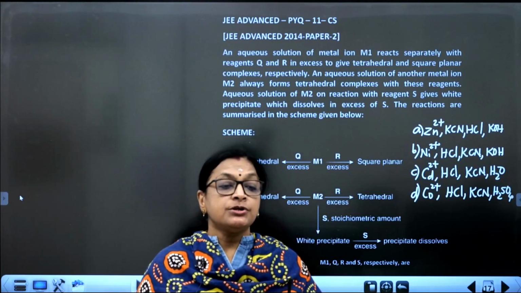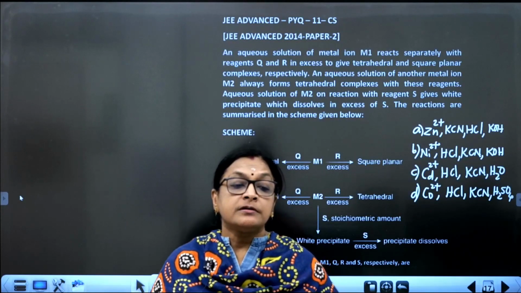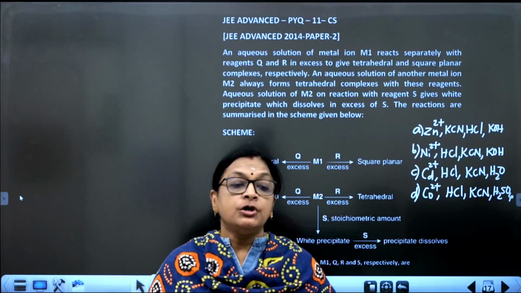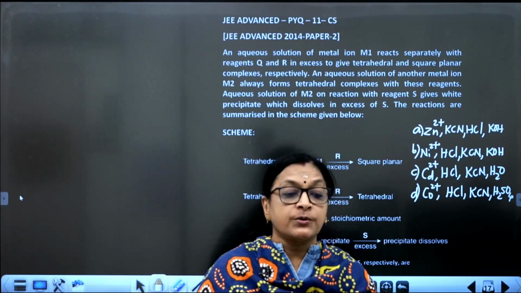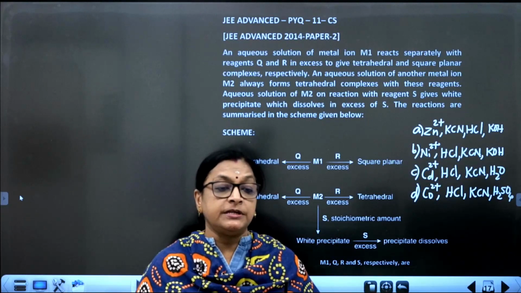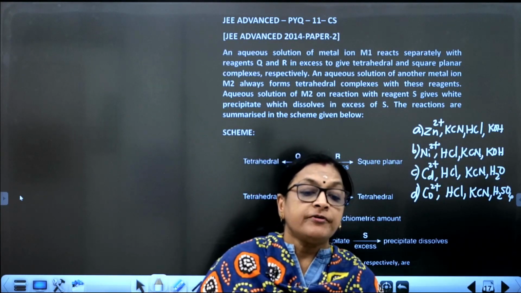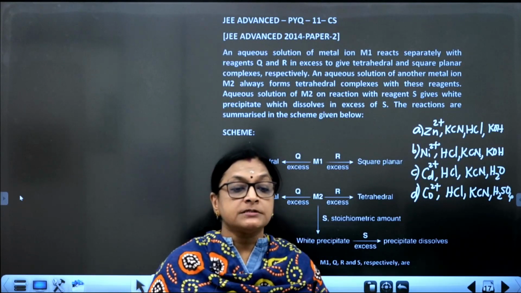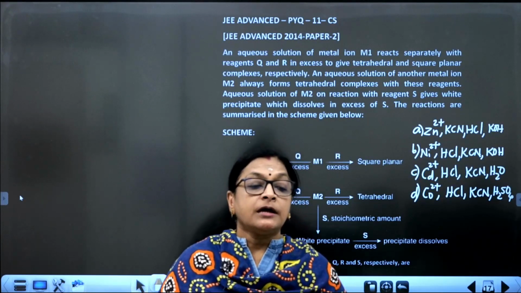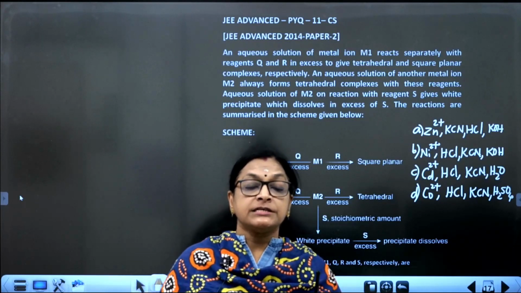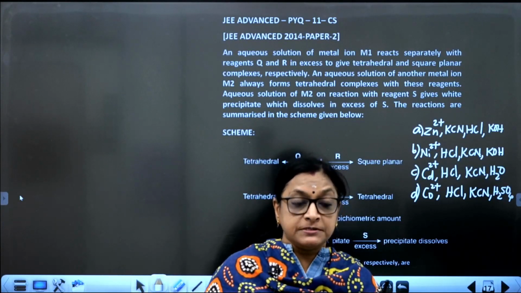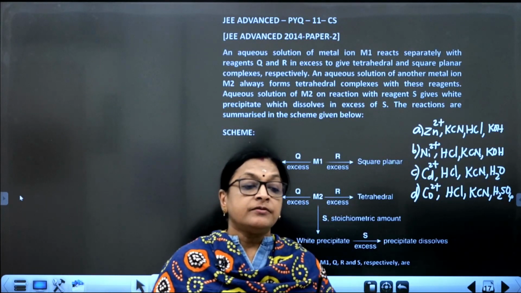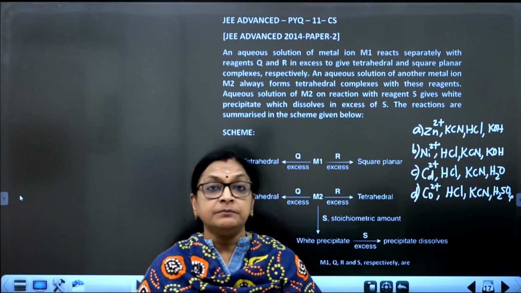An aqueous solution of metal ion M1 reacts separately with reagents Q and R in excess to give tetrahedral and square planar complexes respectively. An aqueous solution of another metal ion M2 always forms tetrahedral complexes with these reagents. Aqueous solution of M2 on reaction with reagent S gives white precipitate which dissolves in excess of S. The reactions are summarized in the scheme given below.